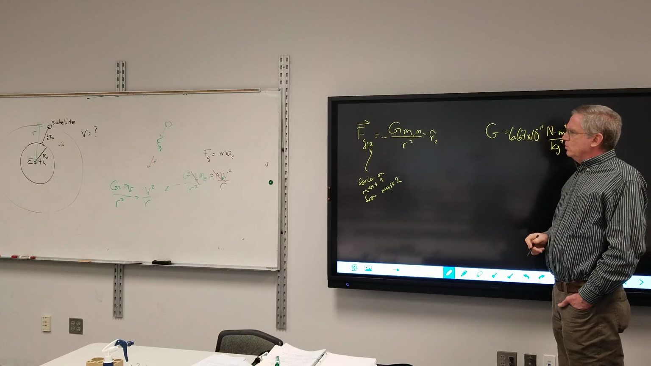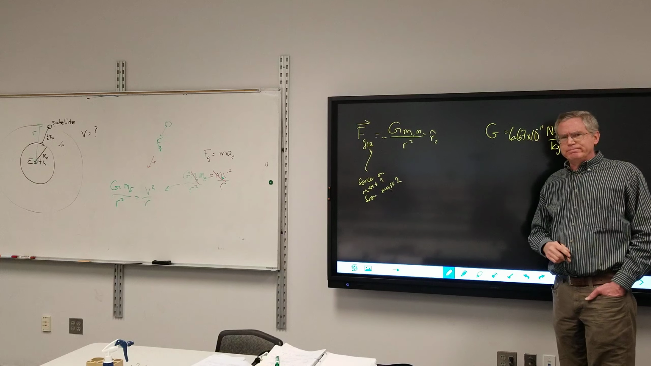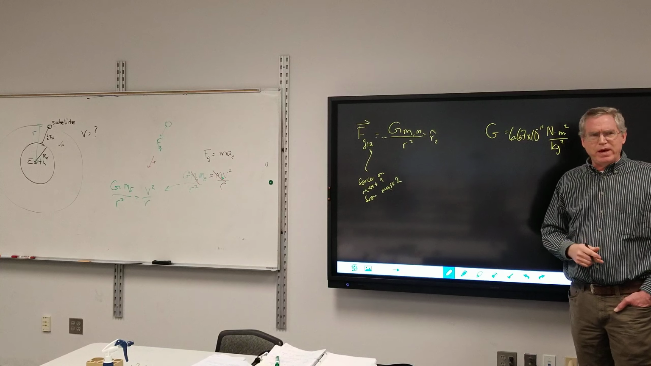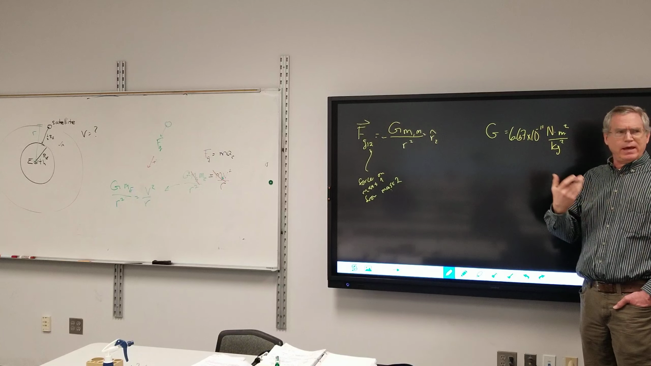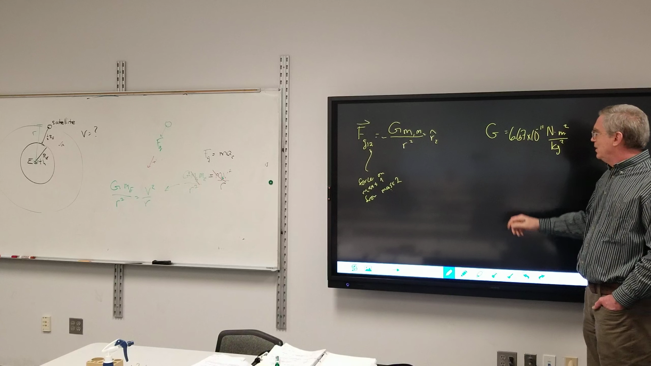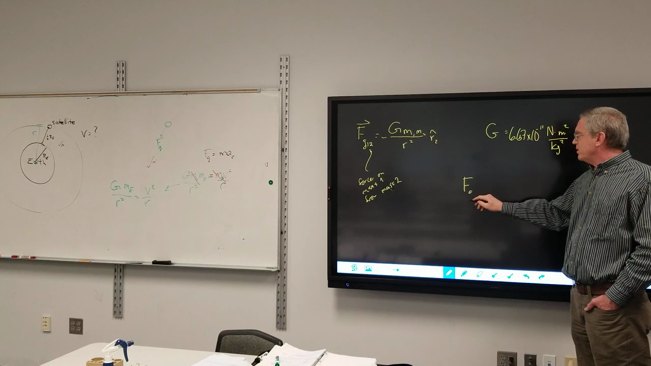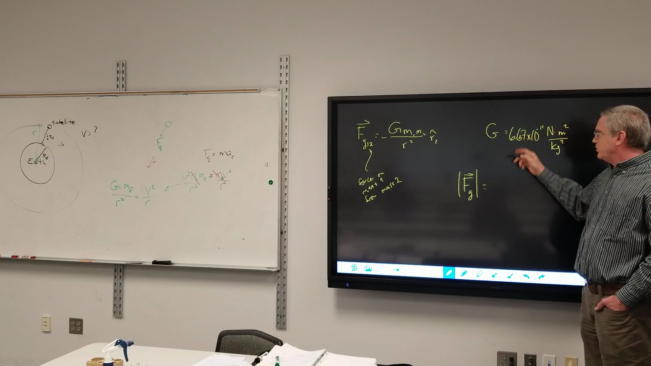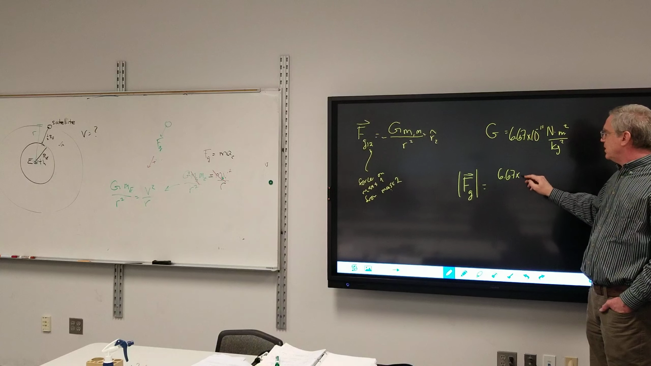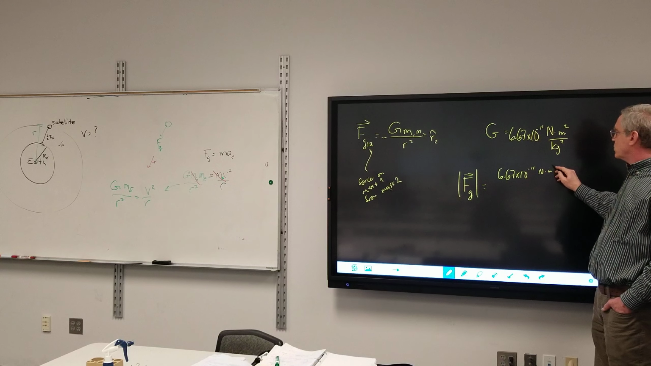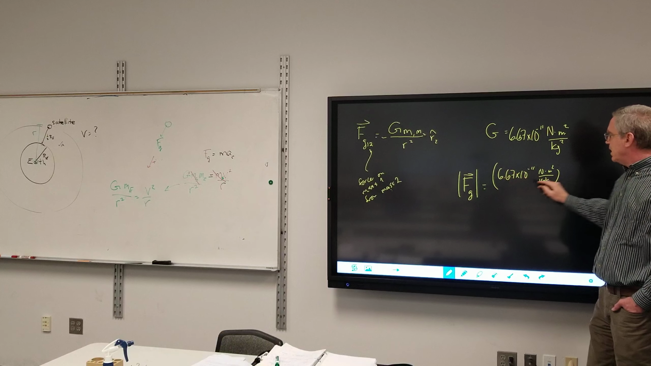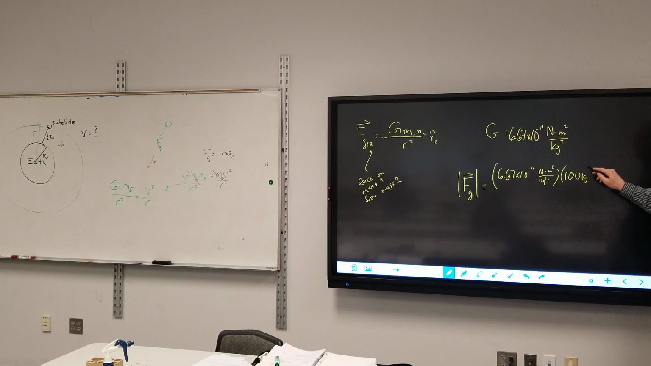All right, so another side note before we continue. Because this is a gravitational force between two masses, what's the gravitational force between me and an average one of you? Well, we can figure that out. The magnitude of the force due to gravity is equal to big G, 6.67 times 10 to the negative 11 newton meter squared per kilogram squared, times my mass, which is about 100 kilograms, times your average mass, which is 62 kilograms, divided by the distance squared.